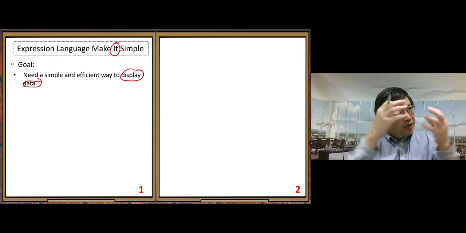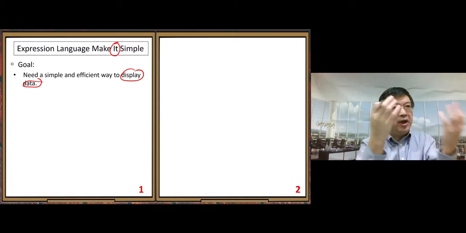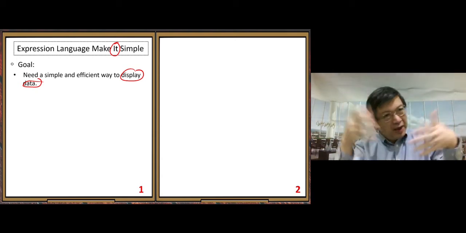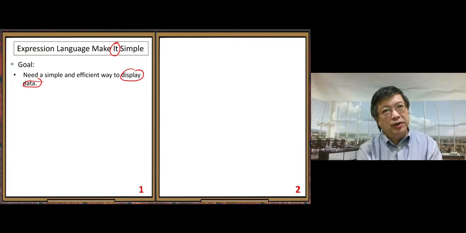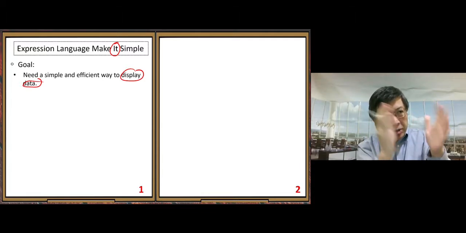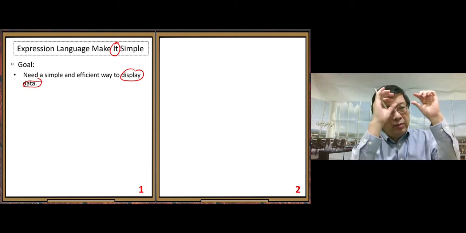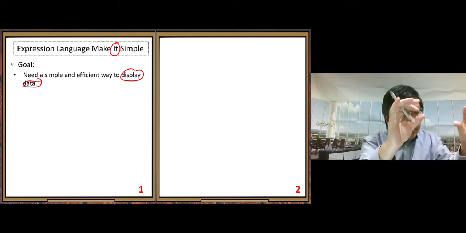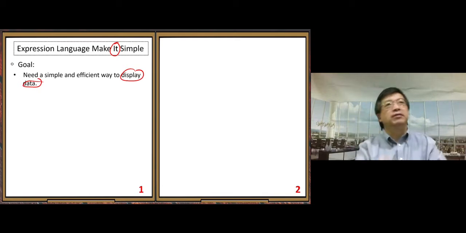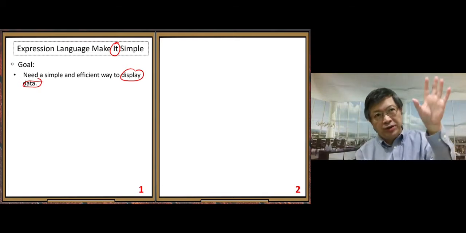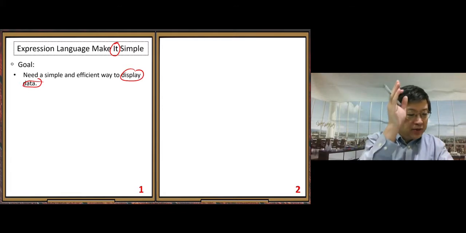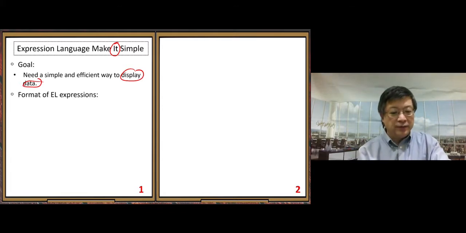We want to write a simple expression to display data. We do not want to write many lines to display data. That's not efficient. So we want to write a short, simple expression right there, and then we display the data quickly. That's the goal we want to get to. All right, so now, how do we do it?